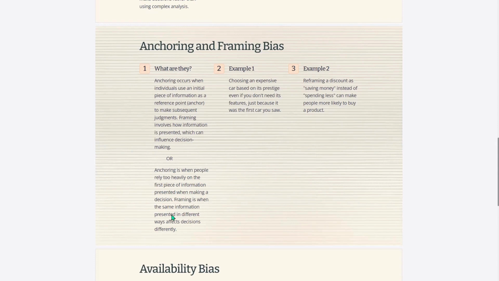Framing is when the same information is presented in a different way, and it impacts the decision making. For example, a discount line which is reframed as save money instead of spending less. So it has been written in a certain way. For example, if you go to certain shops, it says discount up to 80%. Up to. But when you go inside the shop, they will always tell you that the 80% ones are already sold. We are now left with 30%. Voila. Right. Yes.